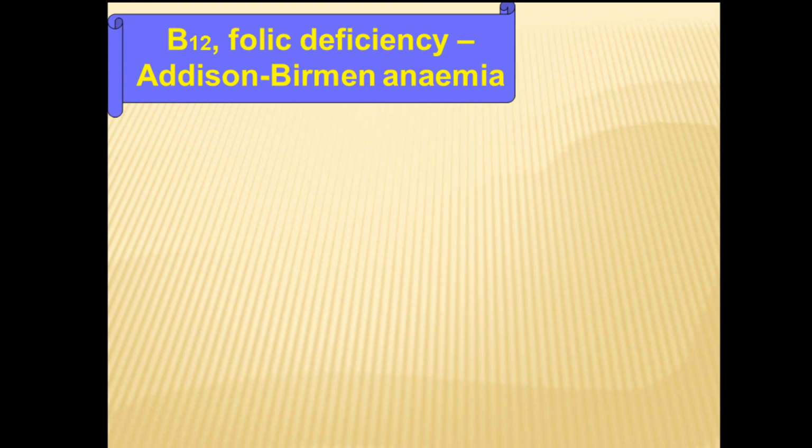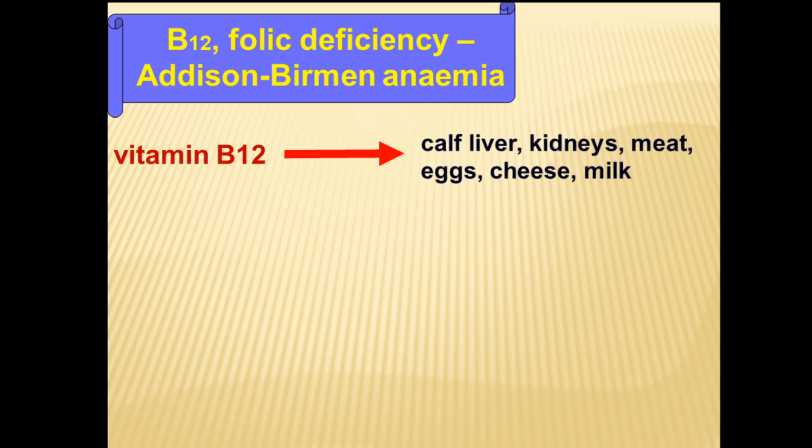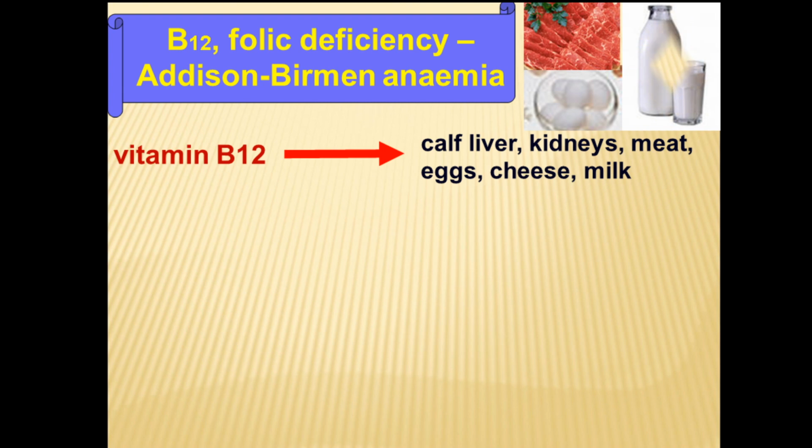B12 folic deficiency, Addison-Biermer anemia. It may be separate, only B12 or isolated folic deficiency anemia, but when we stop on the pathogenesis of B12 deficiency anemia, you will understand why in clinical practice more often we meet combined B12 folic deficiency anemia. Vitamin B12 takes part in maturation of erythrocytes, and it enters our organism only with animal food.